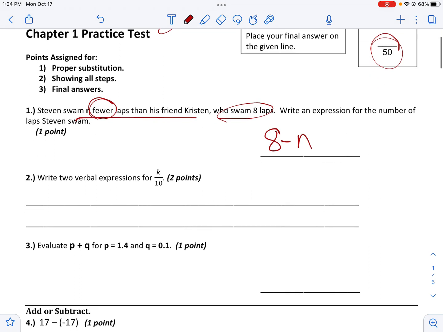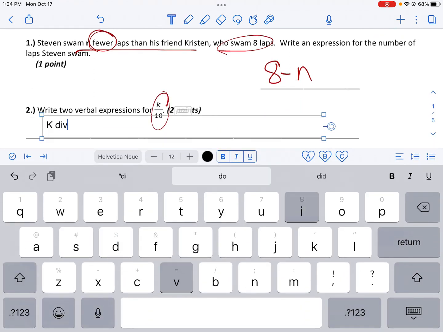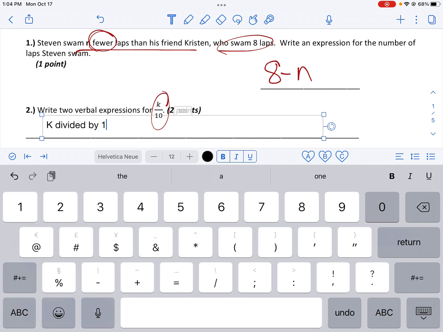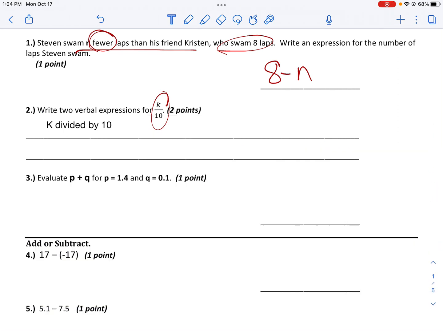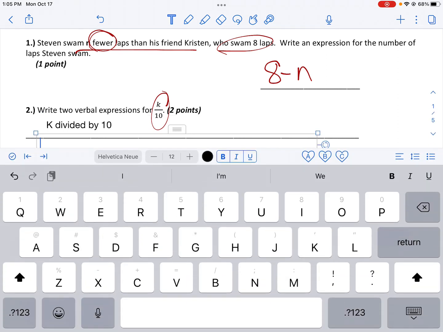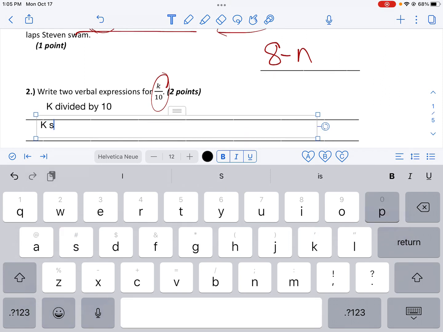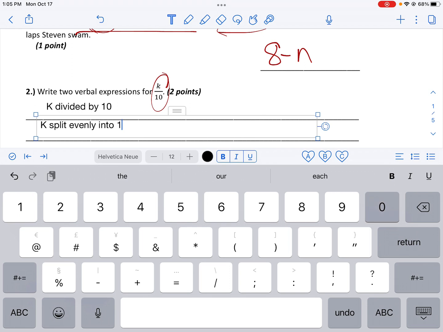All right. Write 2 verbal expressions for this fraction. I can type it in as k divided by 10. That's one way I can verbally describe that. Or I can say k split evenly into 10 groups.